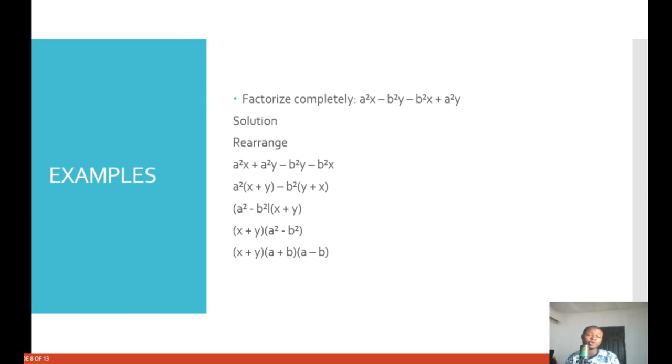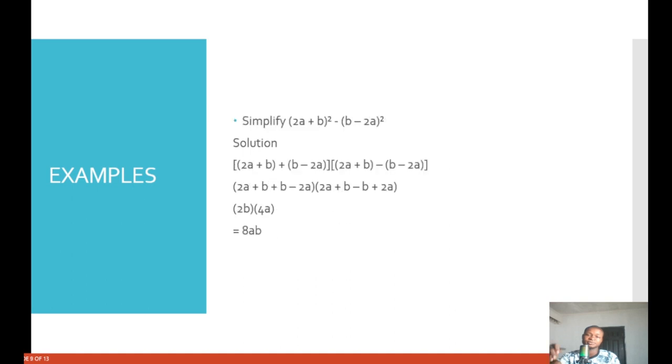But now we are going to another example, because I brought a lot of examples here today so as to make our work easy. Oh wow, we have another example here, and as you can see, it's just the application of what we have been doing, and you can see that this will make your work easier. So here we have to simplify (2a plus b) all squared minus (b minus 2a) all squared.